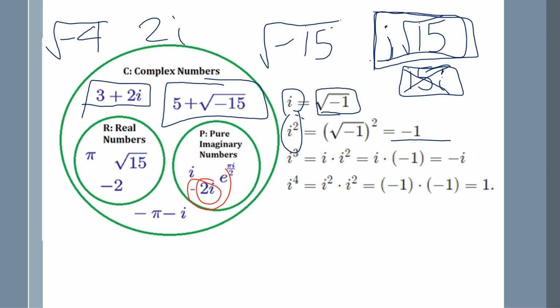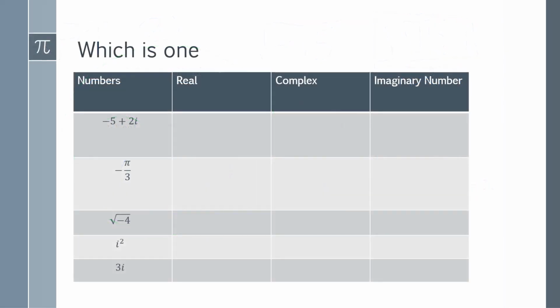So let's move on. On ANET, they had a question that looks like this. It was either real, complex, or imaginary numbers. Now ANET said some numbers could be in two categories. So let's do the first one: negative 5 plus 2i. Mathematically speaking, the answer would be complex.